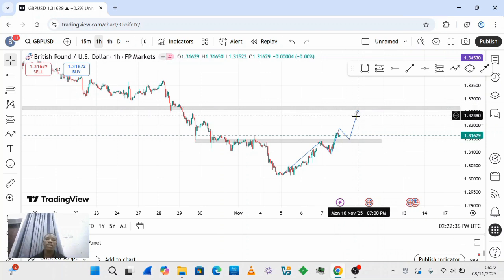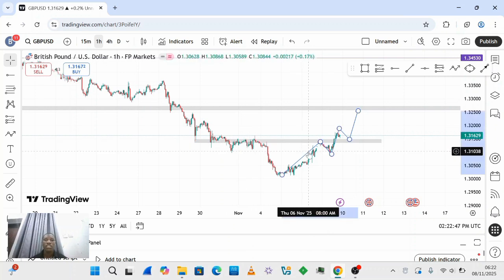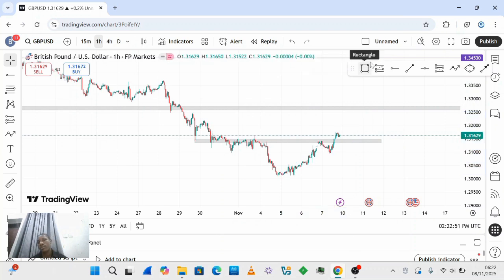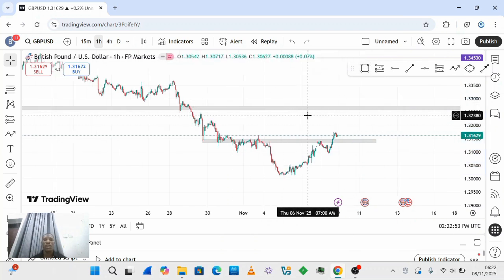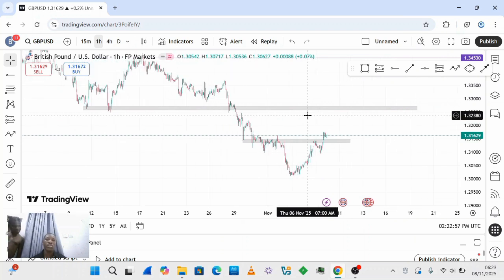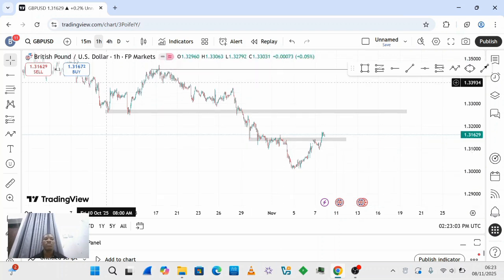But if the market eventually reaches here and it doesn't respect this level and breaks up, that means we have completely changed trend from selling to buying. And the same thing with other pairs. So for me, I only trade gold and GBP USD. And from next week, that's what I'll be looking to do in GBP USD. Now let's quickly go to gold to know what gold is doing.